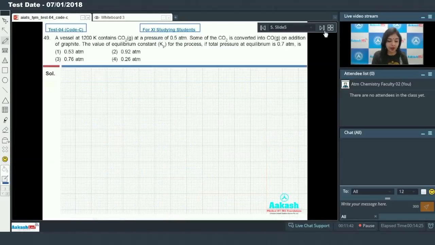So, moving on to the next one, we have question number 49. So, it says that a vessel at 1200 Kelvin contains CO2 gas at a pressure of 0.5 atm. So, some of the CO2 gas is converted into CO gas on addition of graphite. ठीक है? So, the value of equilibrium constant Kp for the process if total pressure at equilibrium is 0.7 atmosphere. तो, यहाँ पे हमें क्या given है? We have been given carbon dioxide gas. ठीक है? अब उसके बाद, it is converting into carbon monoxide gas on addition of graphite.